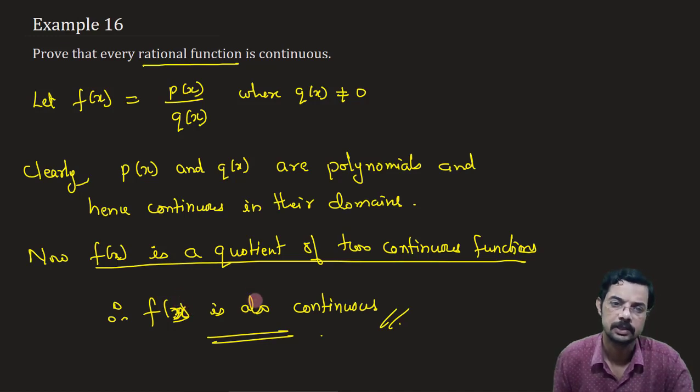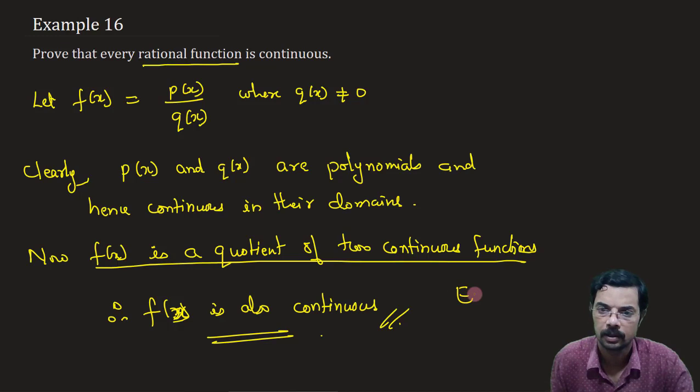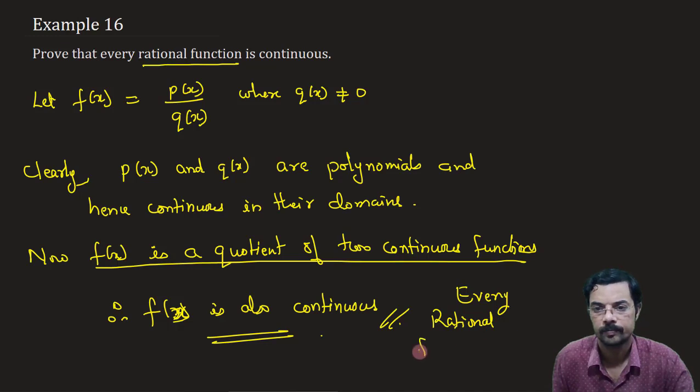F of x means a rational function, so every rational function is continuous.